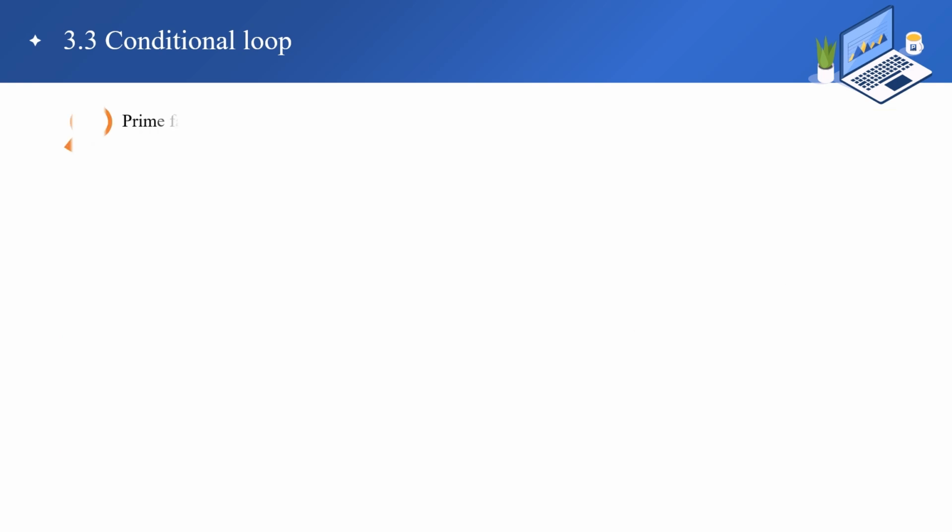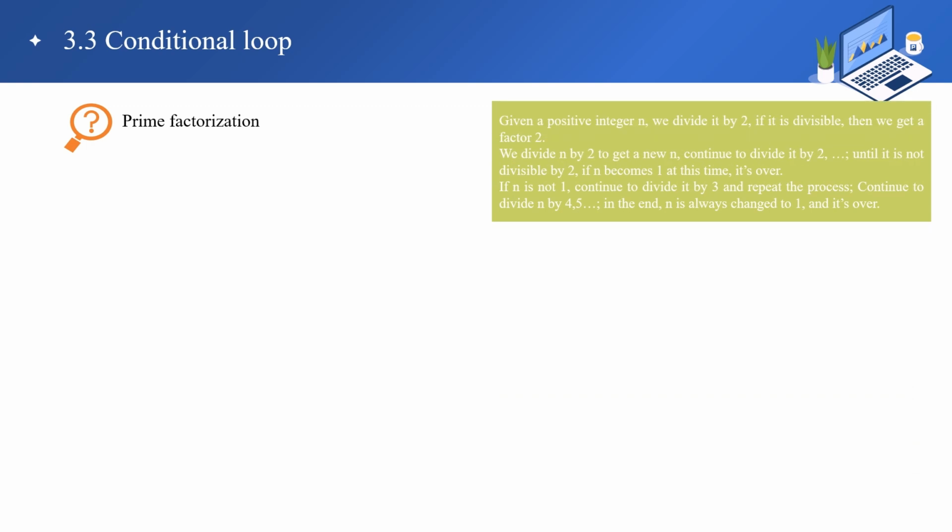Let's do another exercise related to divisor, prime factorization, which is the content of mathematics lesson in primary school. The method is very simple. Given a positive integer n, we divide it by 2. If it is divisible, then we get a factor 2. We divide n by 2 to get a new n, continue to divide it by 2 until it is not divisible by 2. If n becomes 1, it's over. If n is not 1, continue to divide it by 3 and repeat the process, continue to divide n by 4, 5 etc. In the end, n is always changed to 1, and it's over.